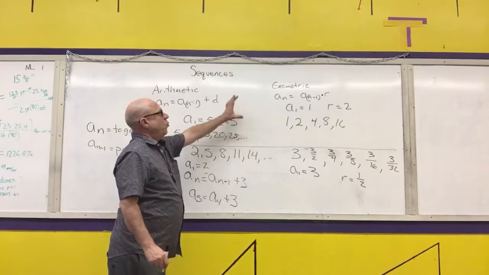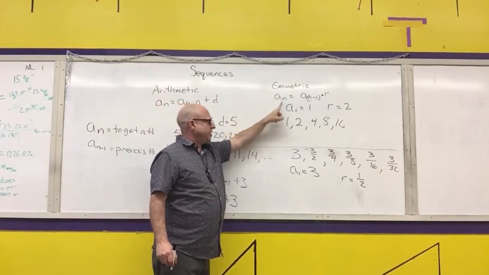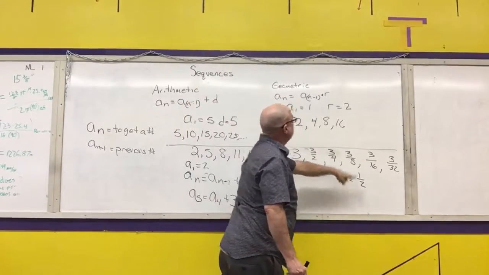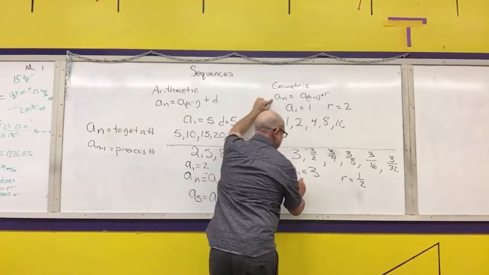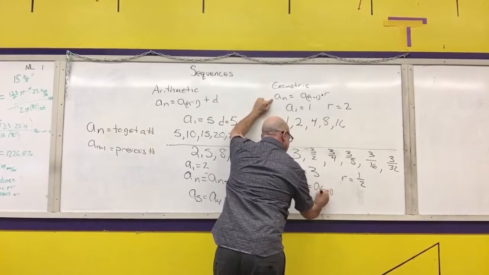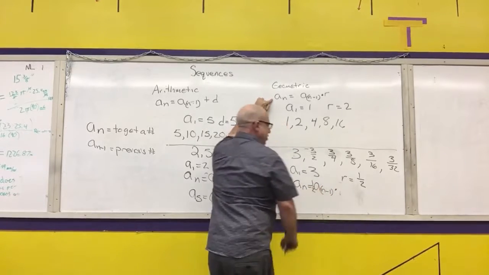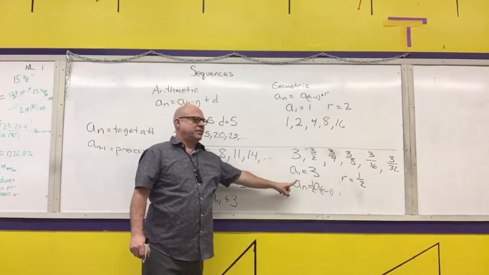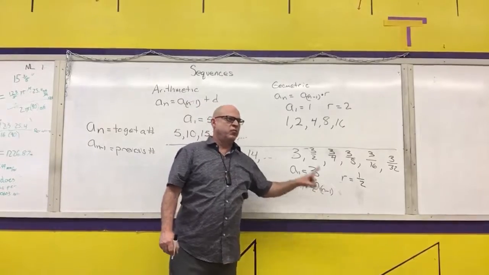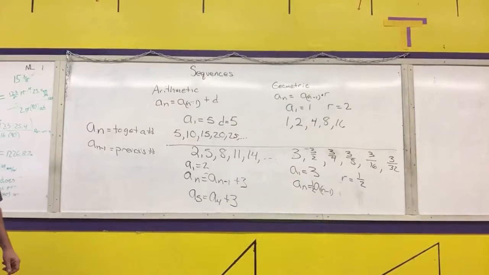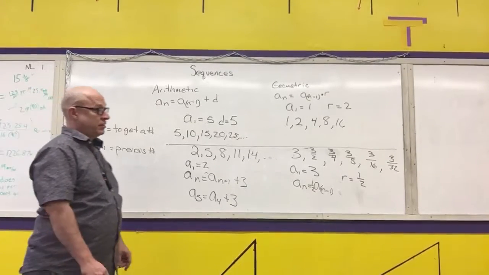To write my geometric sequence, I need the first term, I need the ratio, and then I can write my equation. The next term is equal to the previous term times the common ratio. And my common ratio is 1/2. So I'll just put a 1/2 in front instead of putting it at the end. So this says the next term is equal to the previous term times 1/2. Oh, a geometric is times? Yes.